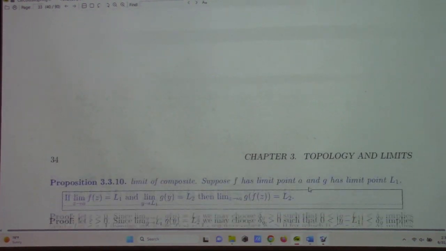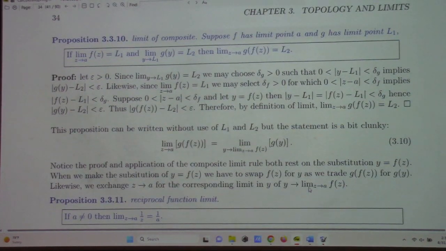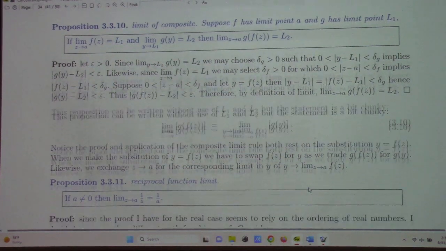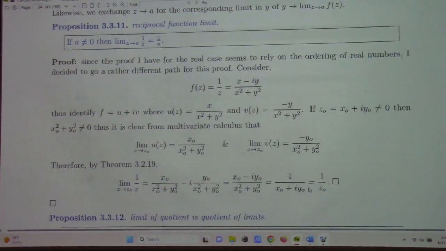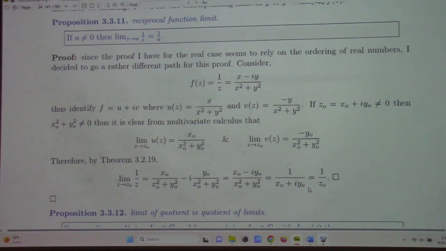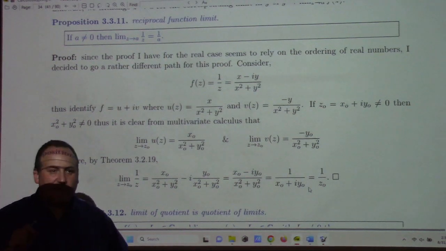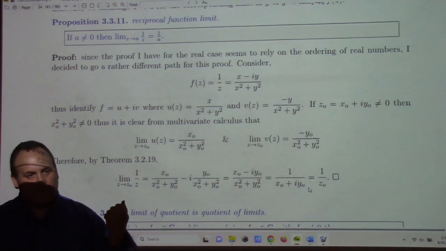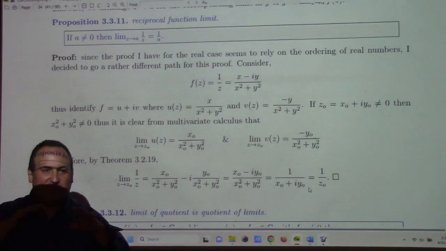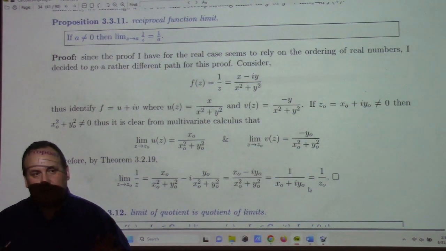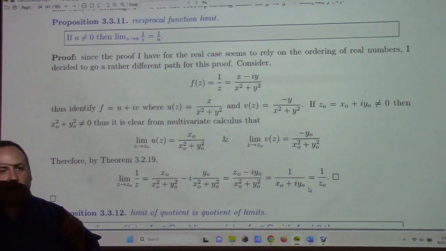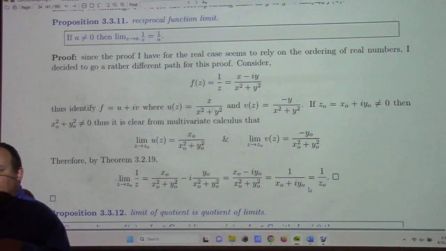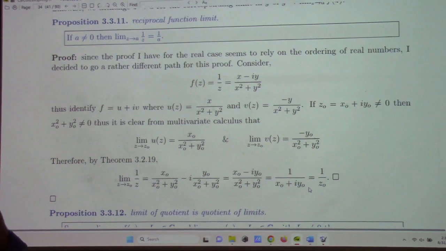And so actually, if you want me to summarize, here's the limit of a composite is the composite of the limits. I'm not going to, you can read it. This one right here, though, the limit of the reciprocal function, here is where I could not just use the real proof, because my real proof is based on the ordering of the real numbers. And so that proof falls apart here. I had to go back and use the theorem that you guys are proving the second half of in the homework, to take the function and look at its real and imaginary parts separately to evaluate the limit. At least that was my approach.